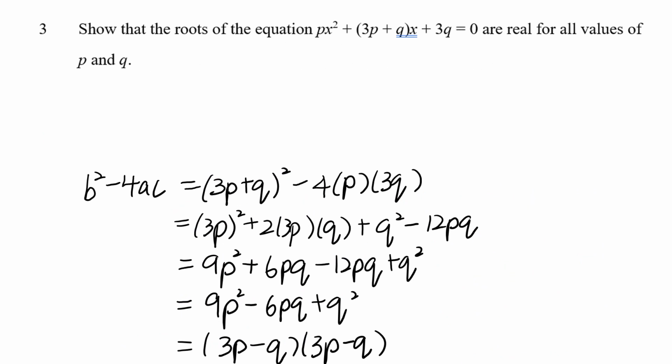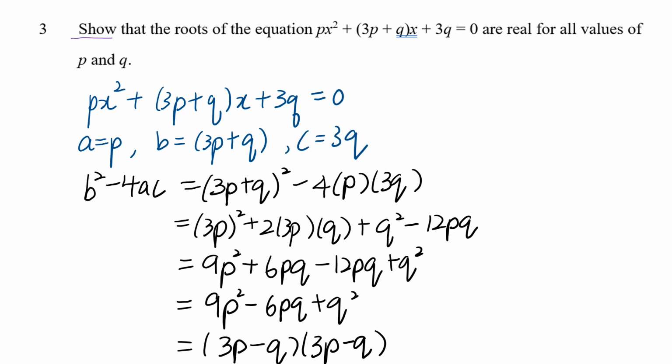Okay, so this is a question where you need to show that the roots of the equation are real. To show this, we have to go and find the value of b squared minus 4ac. First, write down your quadratic equation and the values for a, b, and c, so we can plug them into b squared minus 4ac.